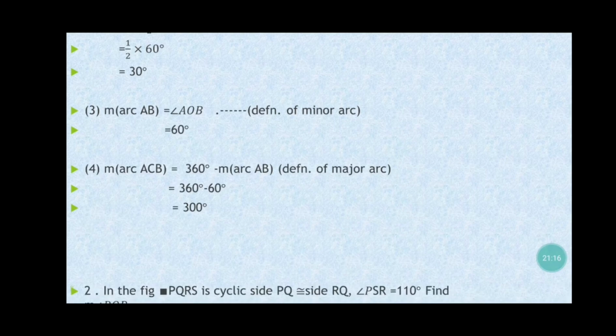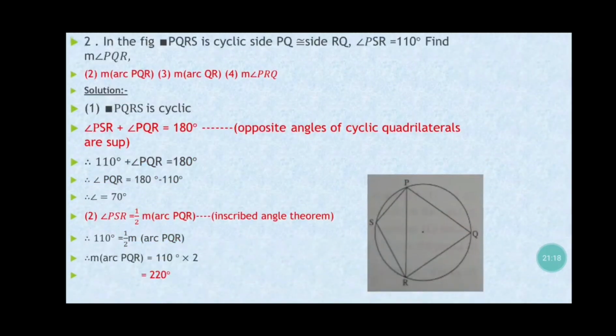Now the next problem. In the figure, quadrilateral PQRS is a cyclic quadrilateral. PQ is equal to RQ. This PQ is equal to RQ. And angle PSR is given to us as 110. We are supposed to find out the measure of angle PQR.